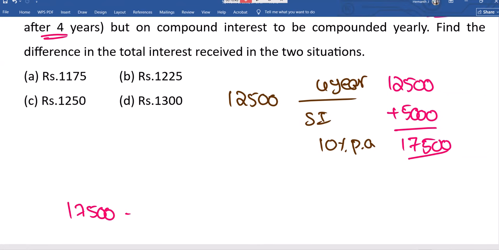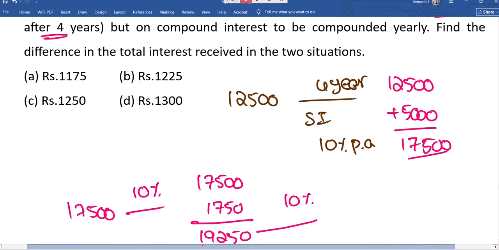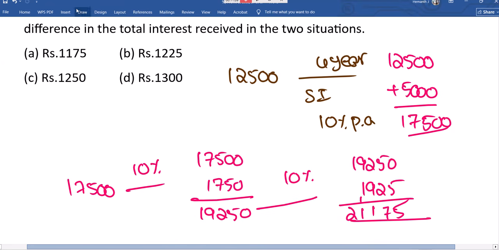17,500, 10% is 1,750. Next again 10% for this. 19,250 plus 10%, 1,925, which is 21,175. Okay. Sir, you given 12,500.